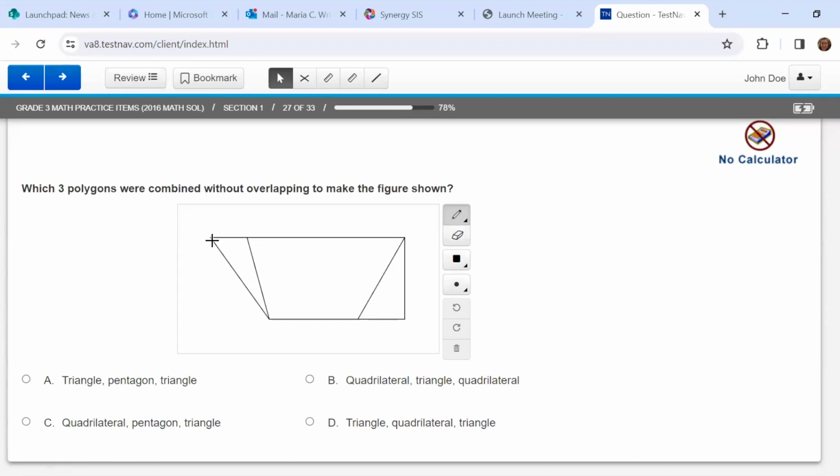Well, I'm just going to count the sides. I see a triangle. 1, 2, 3. I see another triangle. And then in the middle, I see 1, 2, 3, 4 sides. What is that called when it has 4 sides? Yes, if you said quadrilateral, you're correct. So I see 2 triangles and a quadrilateral. Looks like option D. Triangle, quadrilateral, triangle.